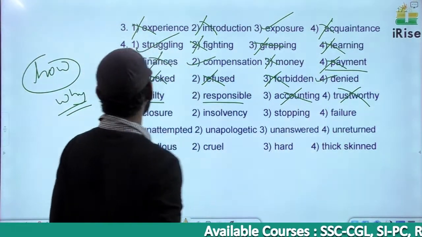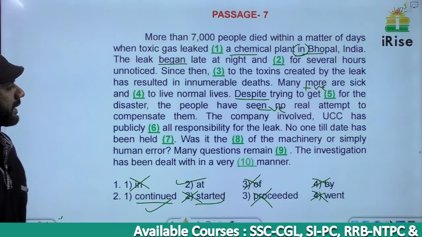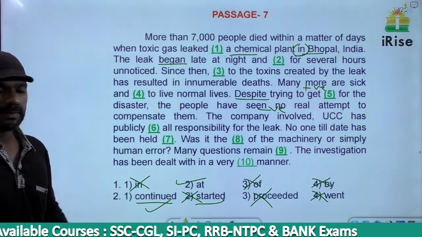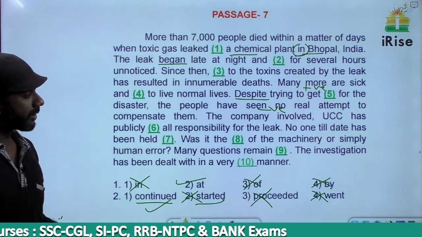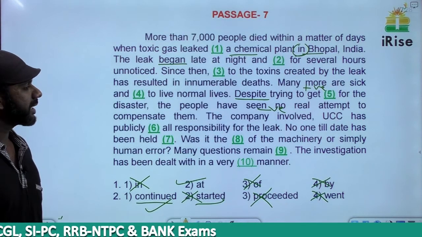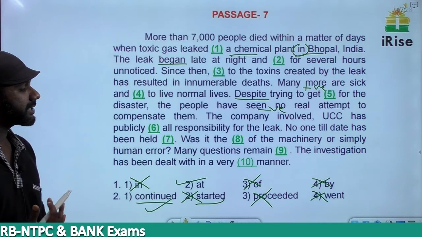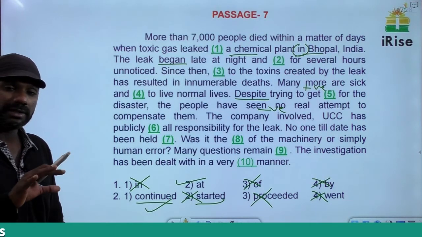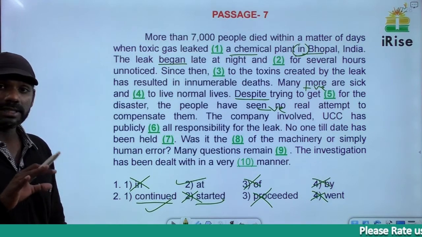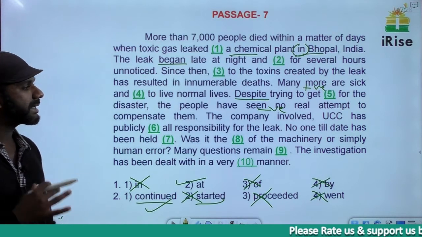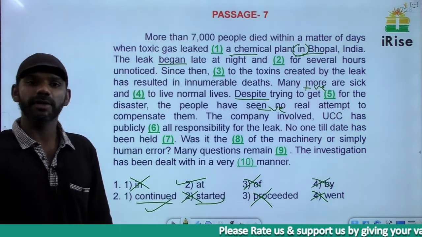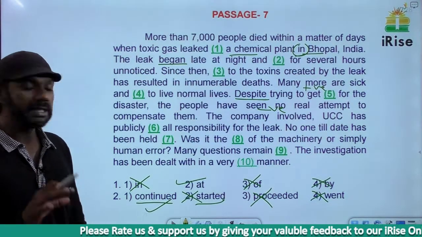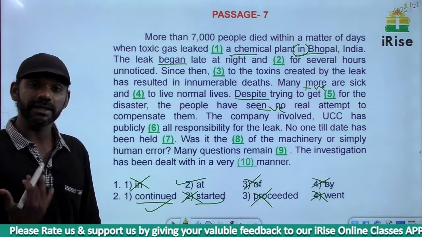Guilty and responsible. Come to the statement once again. No one till date has been held dash. Come to the previous statement once again. The company involved, UCC, has publicly denied all responsibility for the leak. That means the company denied all responsibility for the leak. That means no one till date has been held responsible. The company involved UCC has denied all responsibility for the leak. So no one till date has been held responsible.